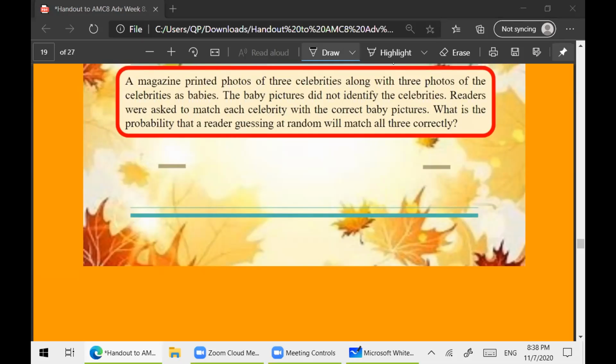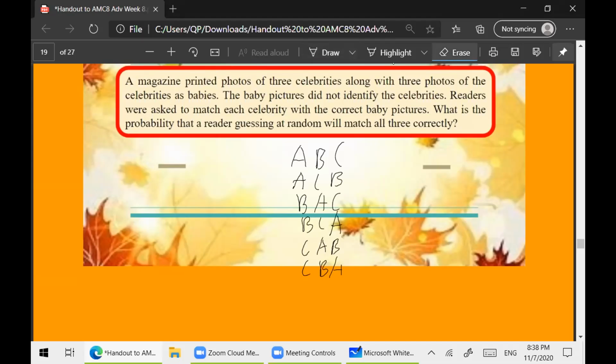All right. So let the celebrities be A, B, C, and the right answer is A, B, C. If he's guessing randomly, the reader is going to choose one of these configurations. You could save the work of listing it out by realizing it's 3 factorial, but it's pretty short either way. This is the only one that's right out of all 6 equally likely possibilities. So the answer is just 1/6.